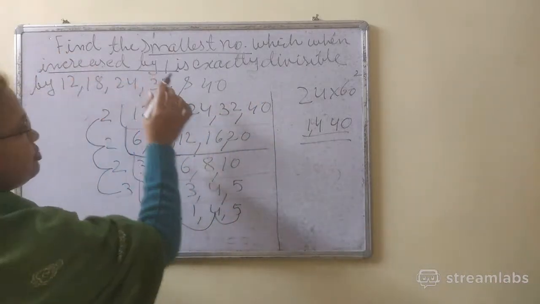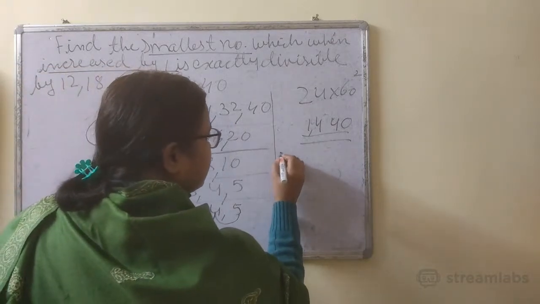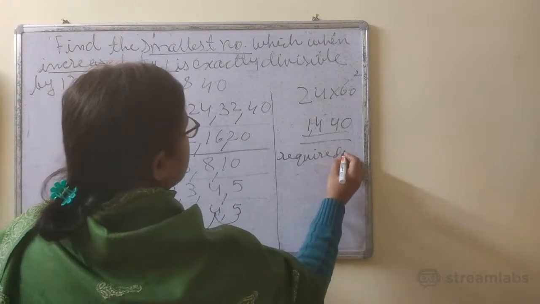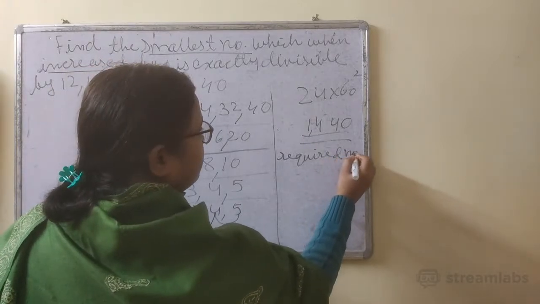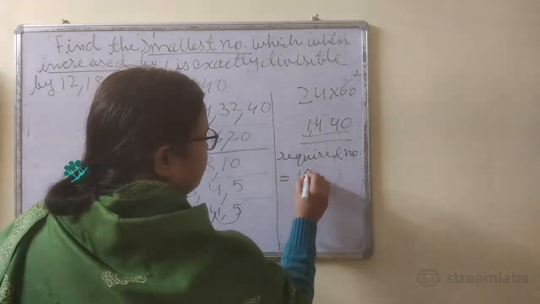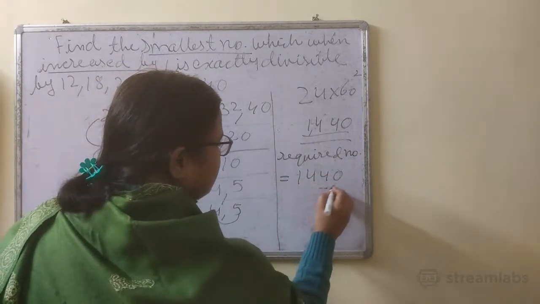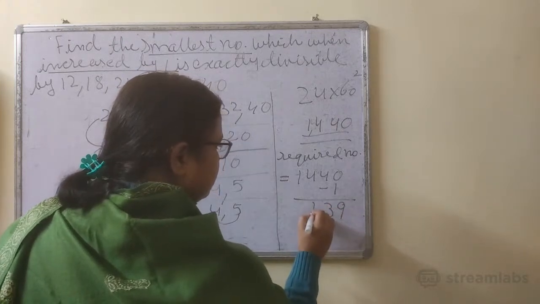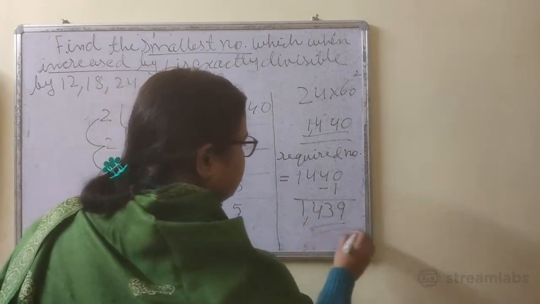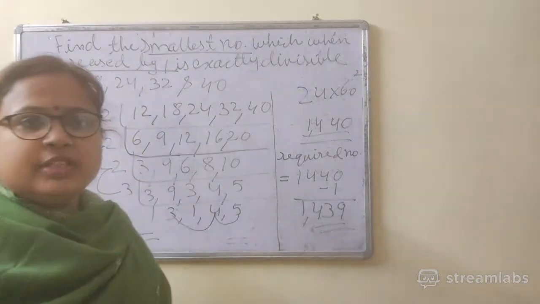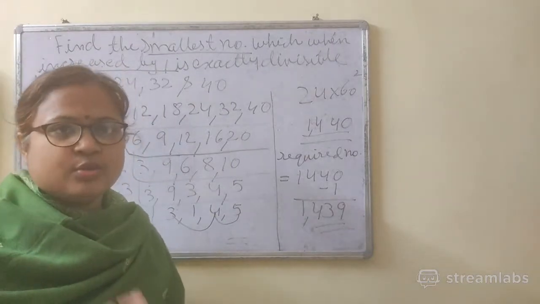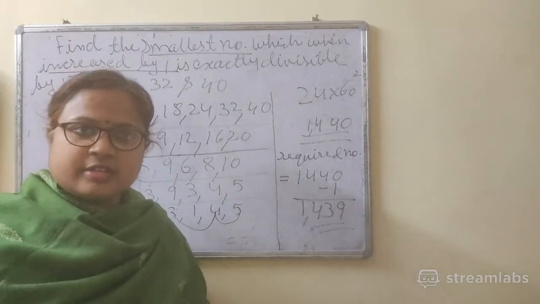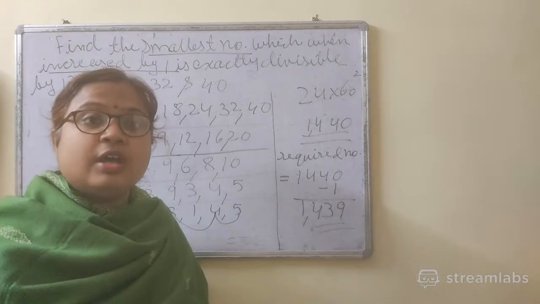It is written increased by 1 means we will write the required number. Required number is equal to what? 1440 minus 1. So it will be what? 1439 will be the correct answer. So always remember, increased by 1 means you have to subtract. Decreased by 1, then you have to add.